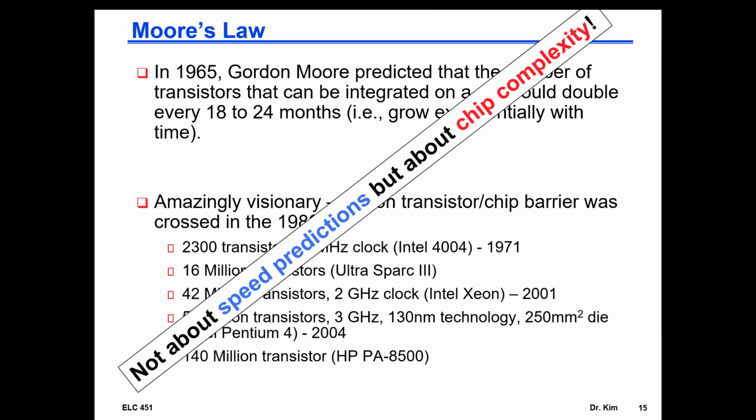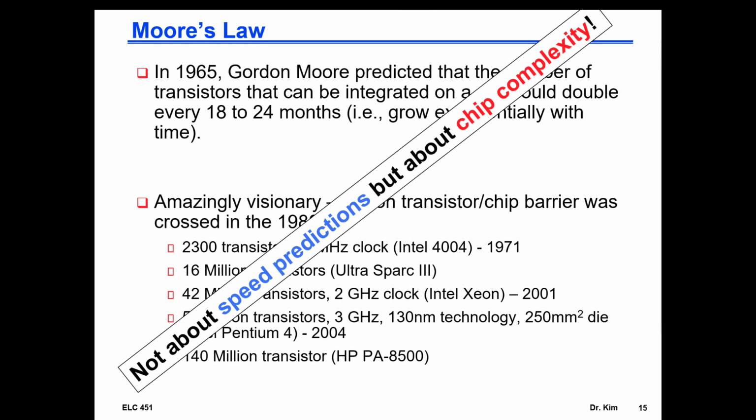So it's really about complexity. It's not about the speed, because the speed can be modulated by your power needs, or how much power you can dissipate. You can put a lot of complexity on a chip, and if you don't clock it fast enough, your power can stay manageable. So it's really about chip complexity, as given by the number of transistors you can put on a chip.